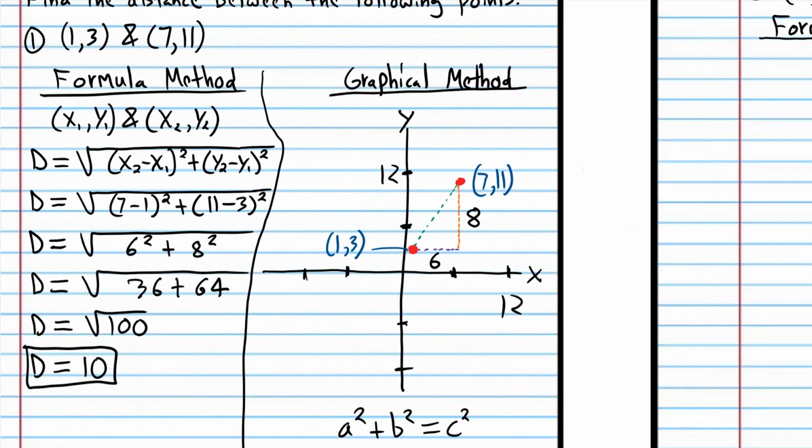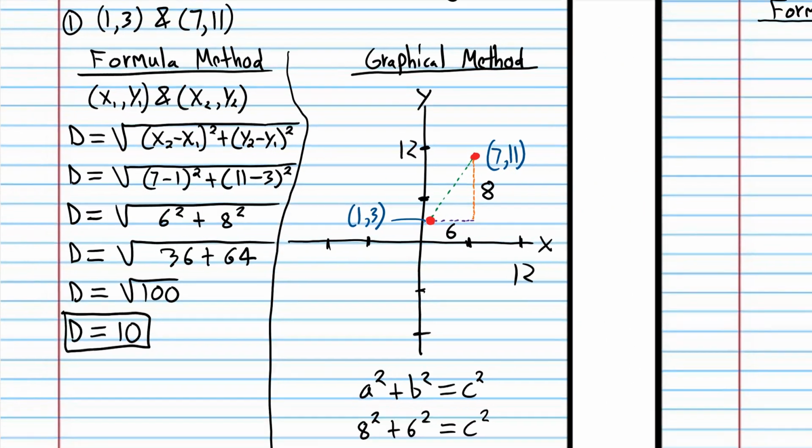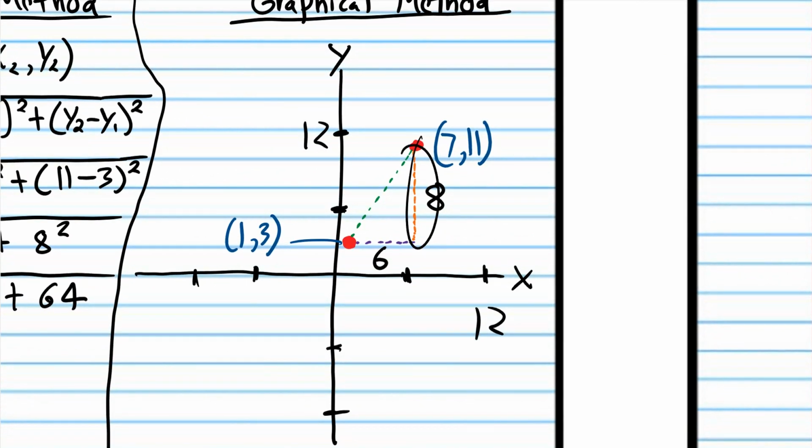Now, when it comes to the graphical method, let me show you the positives and negatives of both these methods real quick. The most difficult part of the graphing method is finding these lengths. Students have a lot of trouble with that.